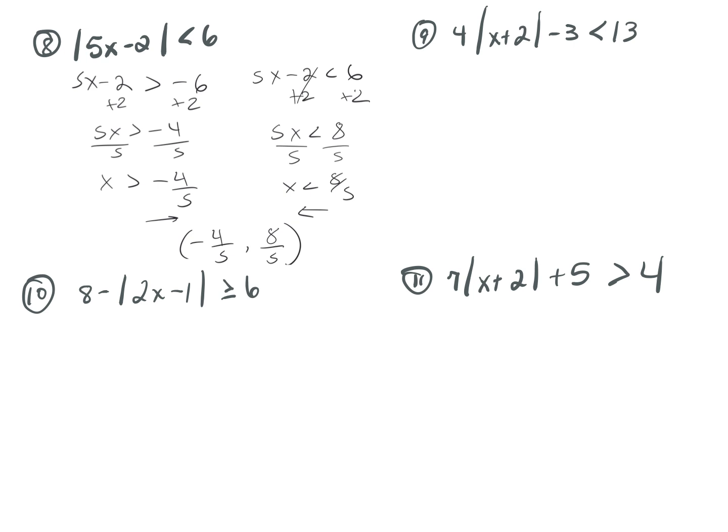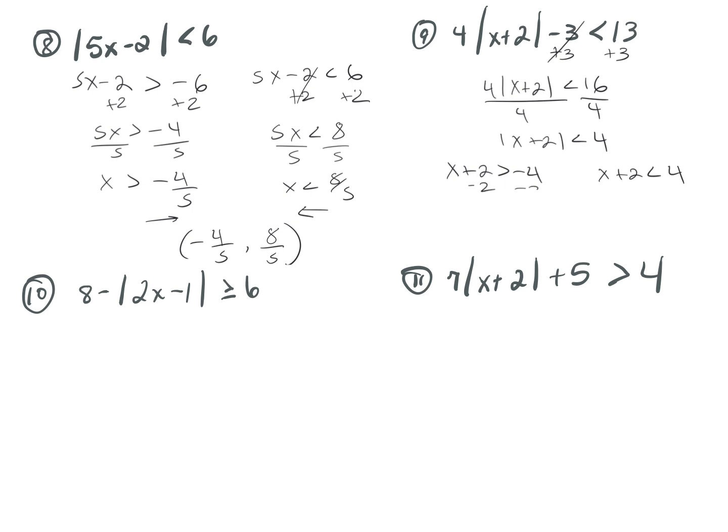Now for number 9, before I can even separate these into a positive and a negative answer, I'm going to go ahead and add the 3 in order to get the absolute value to be by itself. Then I'm going to go ahead and divide by 4, and we get absolute value of x plus 2 is less than 4. Now I can go ahead and separate it into a positive and a negative answer. So it's going to be x plus 2 is greater than negative 4, and x plus 2 is less than 4.